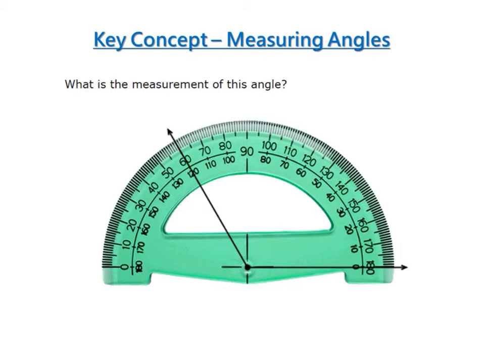On this protractor, my line is laid along this 0 line, which is the inside, so I follow the inside numbers here to 120 degrees.